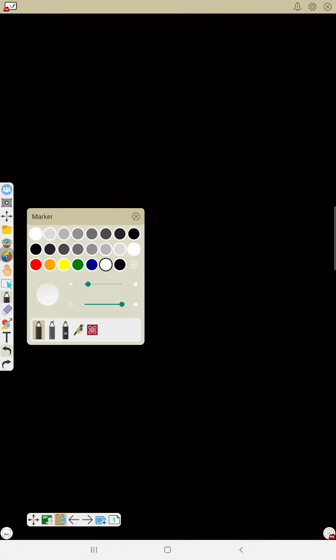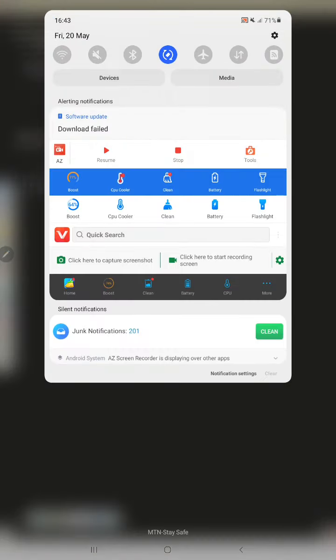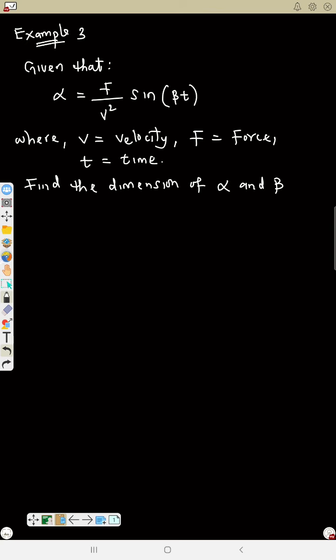So example 3. Given that alpha is equal to f over v square sine beta t, where v is velocity, f is force, and t is time. Find the dimension of alpha and beta.